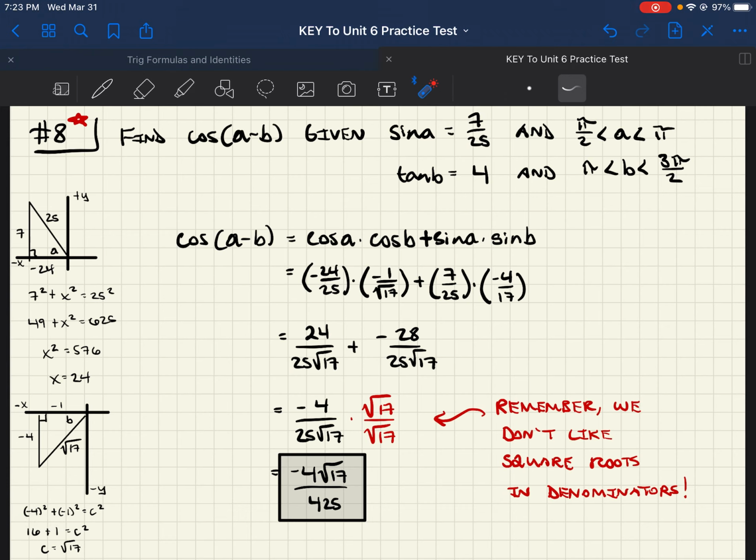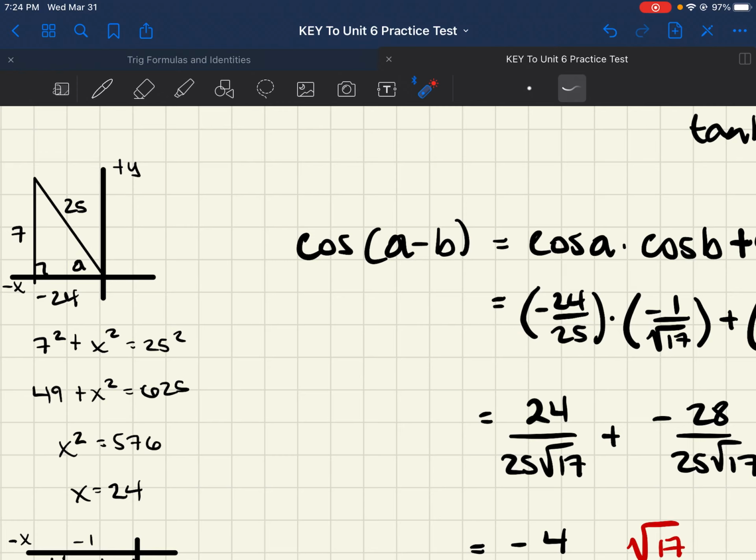All right, problem number 8. This is going to be a double triangle problem. We can tell because we have 2 domain restrictions right here, a domain restriction for triangle A and a domain restriction for triangle B. So let's look at these 2 triangles. We know that the sine of A is 7/25, and that A is between pi/2 and pi. This tells us that A is in quadrant 2. So let's look at this triangle in quadrant 2.